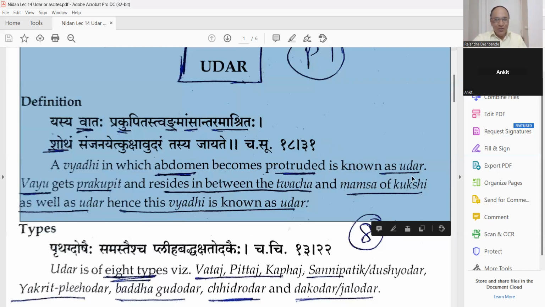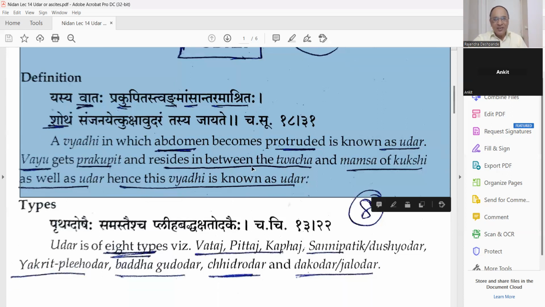Okay. So in Udara, Vayu gets prakupita and stays in between the tvacha and the mamsa of the abdomen. It is related only with the abdomen. Remember, Shoth can be anywhere in the body, but Udara can be related only with the abdomen. So there will be edema related with the abdominal skin and abdominal muscle, but basically it is a skin problem, a peritoneal membrane problem. Hence this Vyadhi is known as Udara, Uchcheda. Upward swelling is there. So, Udara.